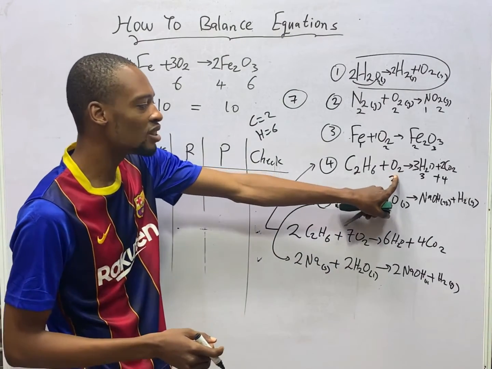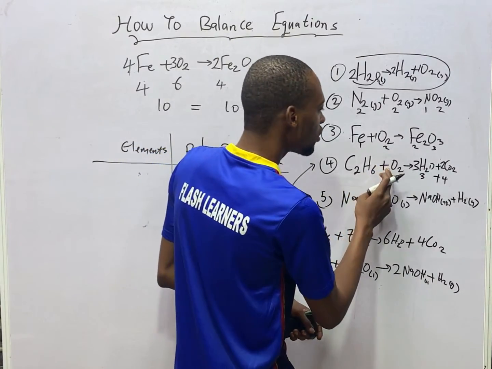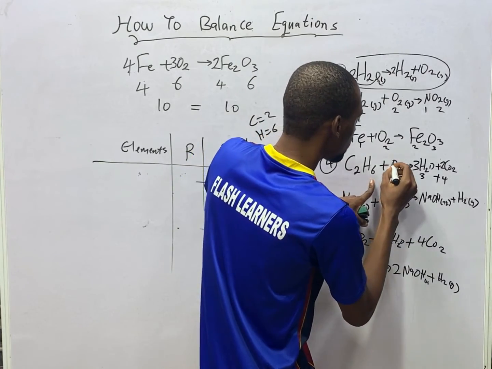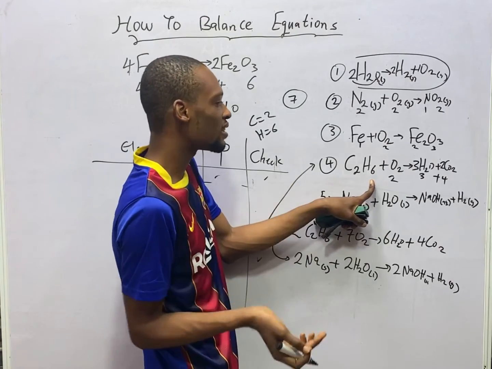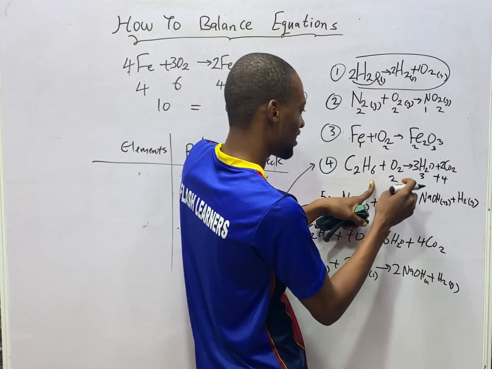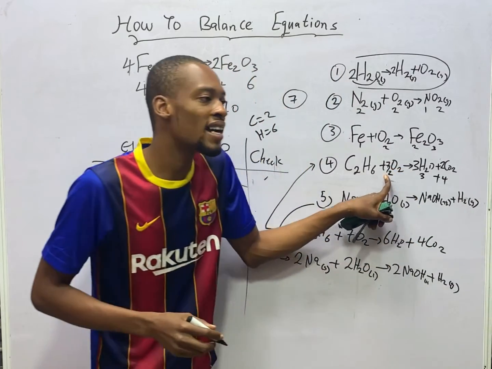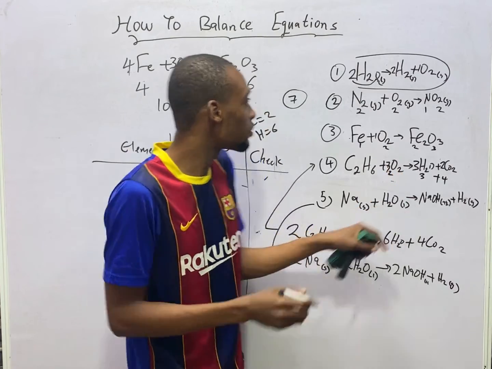And oxygen is standing alone, so it is easy for us to balance oxygen. What should we put here to give us 7? If we say 3, we'll have 6, right? If we say 4, we'll have 8. So the only thing to put here to get that 7 is to have 7 over 2. Do you know why?